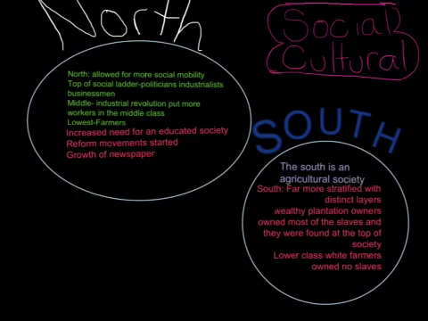The South is an agricultural society. So the South was much more stratified with distinct layers. They had wealthy plantation owners, who owned most of the slaves, and they were at the top of the society. And the lower class white farmers had no slaves at all.